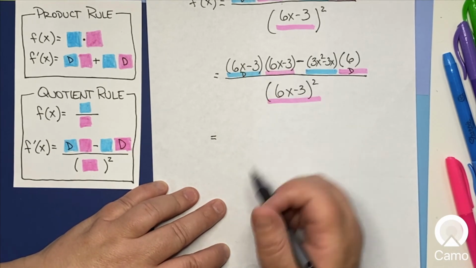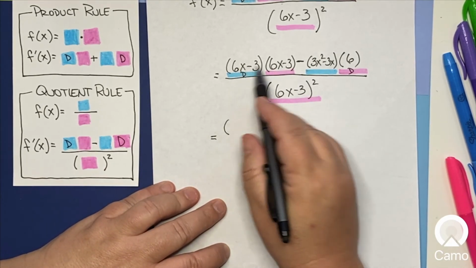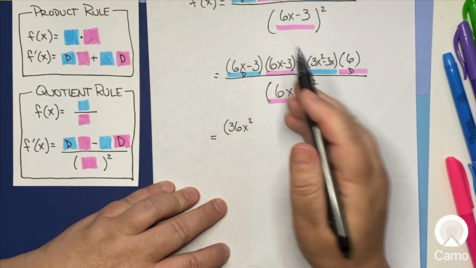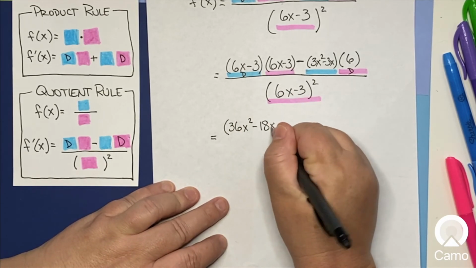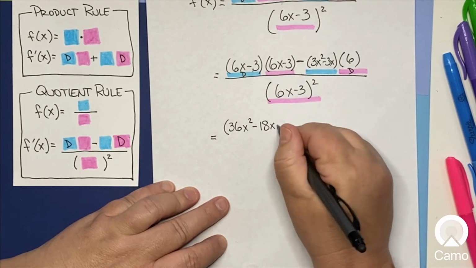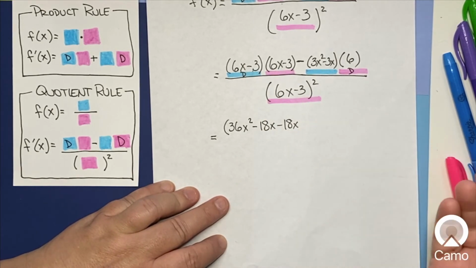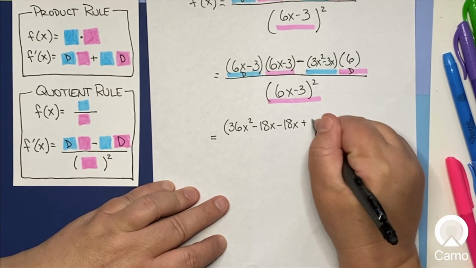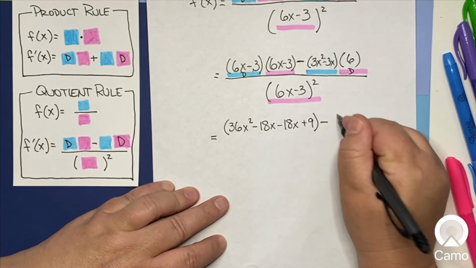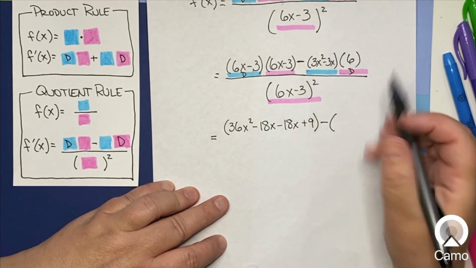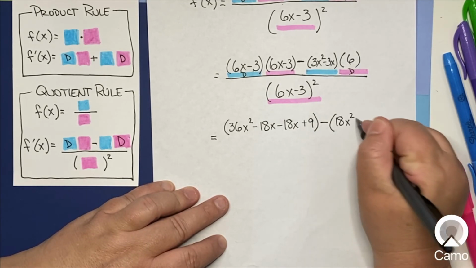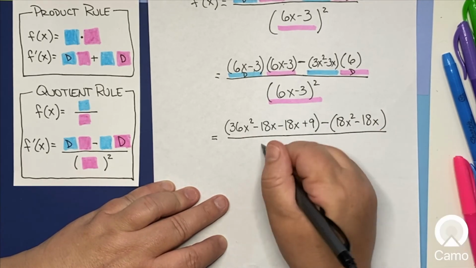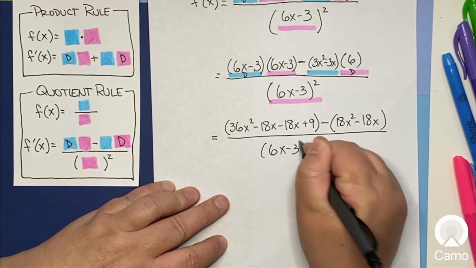So I'm going to go ahead and FOIL the heck out of this. 6x times 6x is 36x squared. Minus 3 times 6x is minus 18x. Minus 3 times 6x is minus 18x. Since they're the same, I'm basically doing a perfect square. Minus 3 times minus 3 is plus 9. I'm going to subtract 6 times this, so that's 18x squared minus 18x. This is all over 6x minus 3 squared.